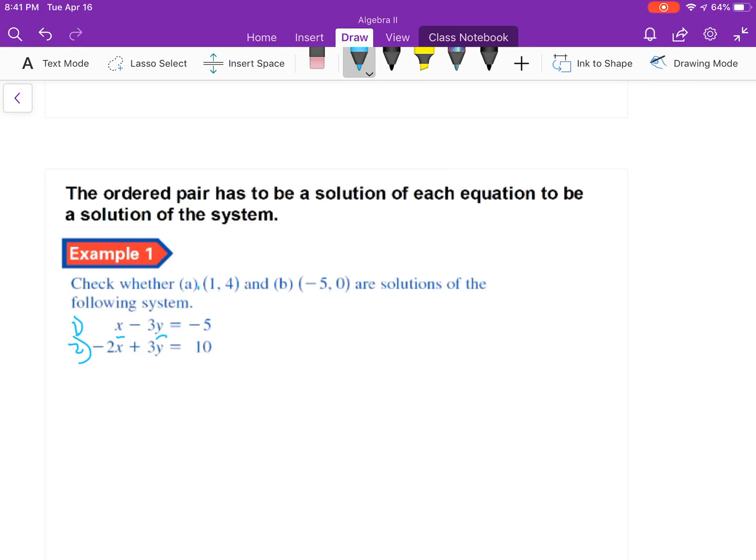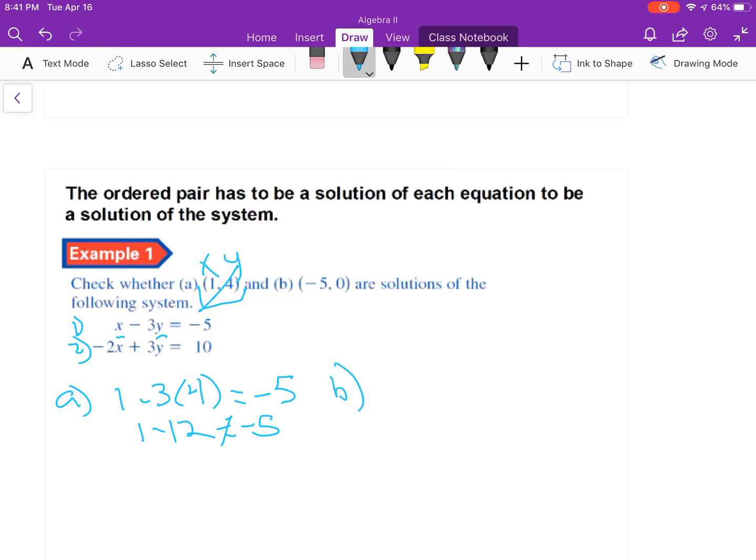So I'm going to check the point (1, 4). In A, I'm going to put in an x and a y. In the top one, I put 1 minus 3 times 4. That's supposed to work out to be negative 5. Well, 1 minus 12 is negative 11. That's definitely not negative 5. So (1, 4) is not the solution to the system.